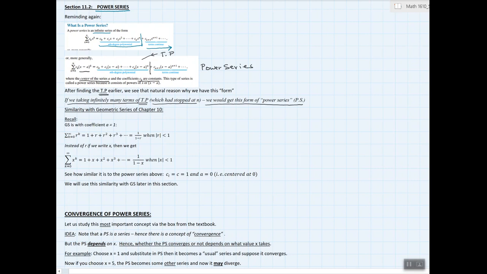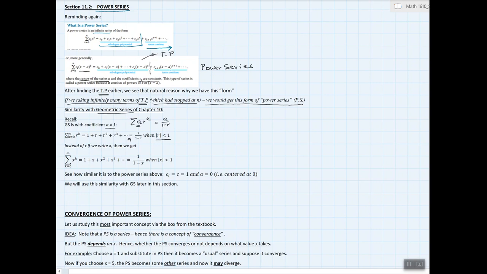Now there is a similarity with the geometric series that we studied in chapter 10. So let's recall the geometric series. A geometric series with the coefficient a equals 1 was the sum of a r raised to the power k. So if I put a as 1, then I would get the following series. And we know that this adds up to 1 over 1 minus r. This was a over 1 minus r. So it would be 1 over 1 minus r as long as the absolute value of r is less than 1.